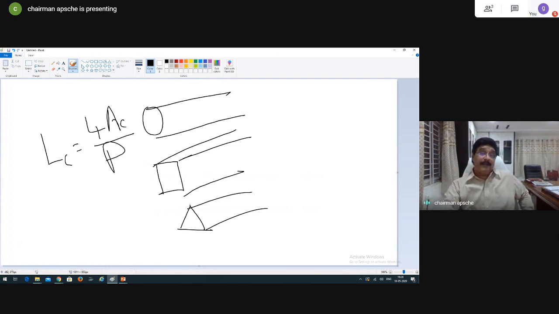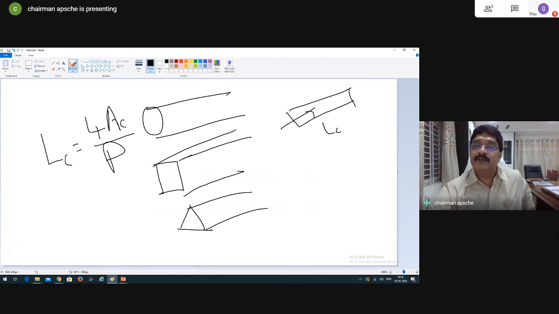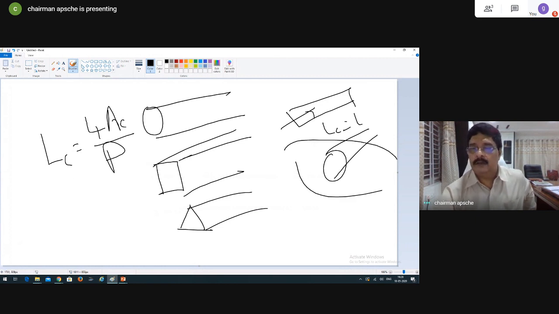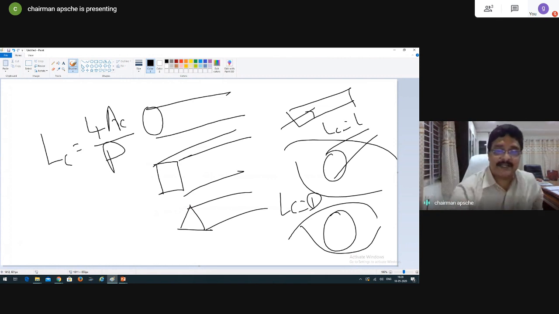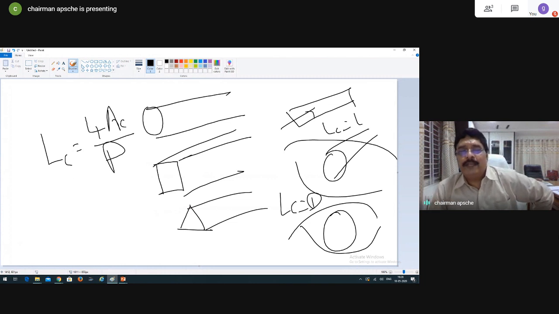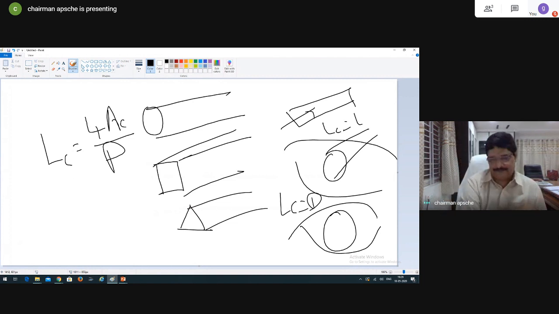What do I mean by that? See, in a flat plate, we said LC is equal to L along the fluid flow direction. For external flows over a cylinder as well as a sphere, LC is equal to diameter. And for other configurations, I have shown it there. Now, what is the characteristic dimension here? It is 4 AC by wetted perimeter. What do I mean by wetted perimeter? The perimeter which the fluid is wetting.